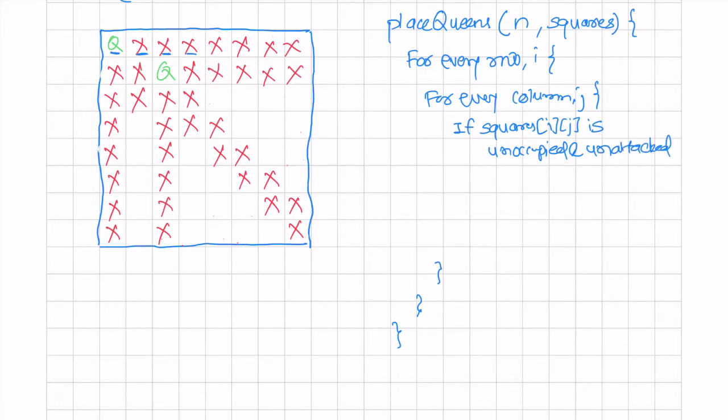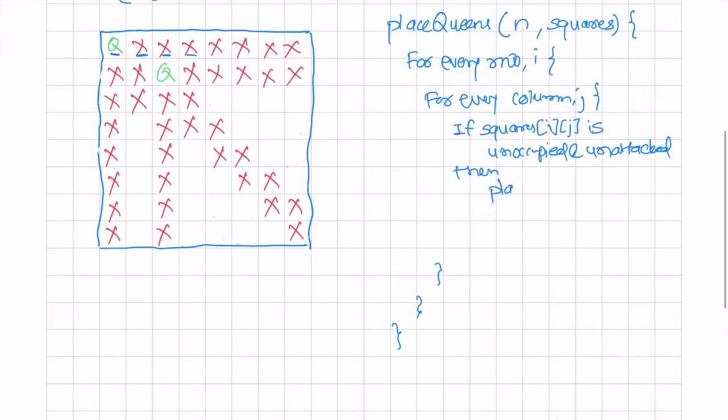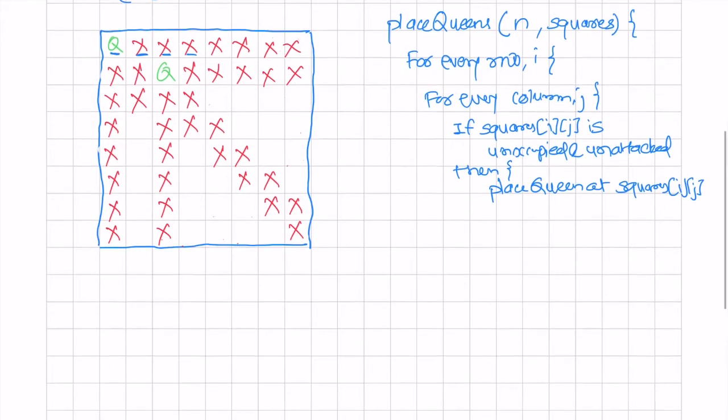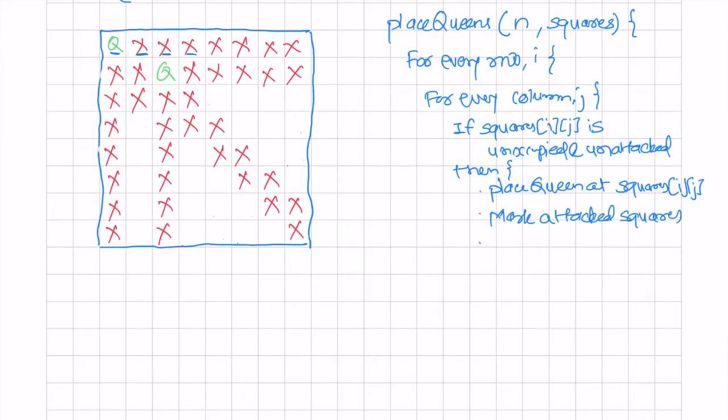So if this is the case, then place queen at squares IJ, and then we will not only place the queen there, but we will do something more. So we will place the queen at that, then we will mark the attacked squares, then we will repeat the same process for the remaining squares.